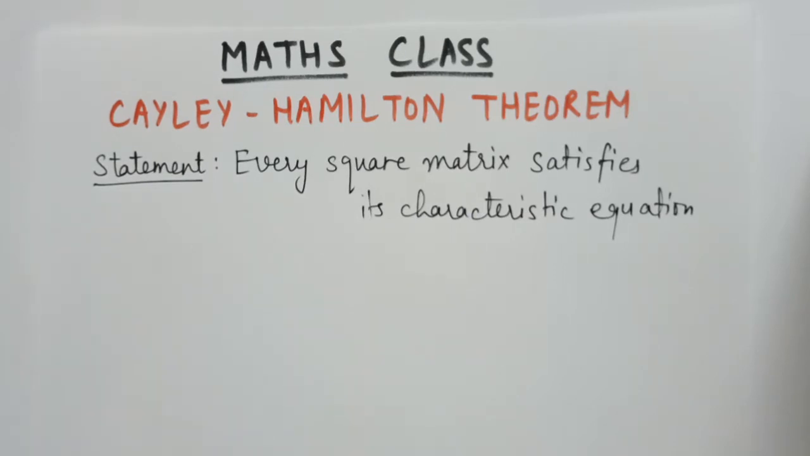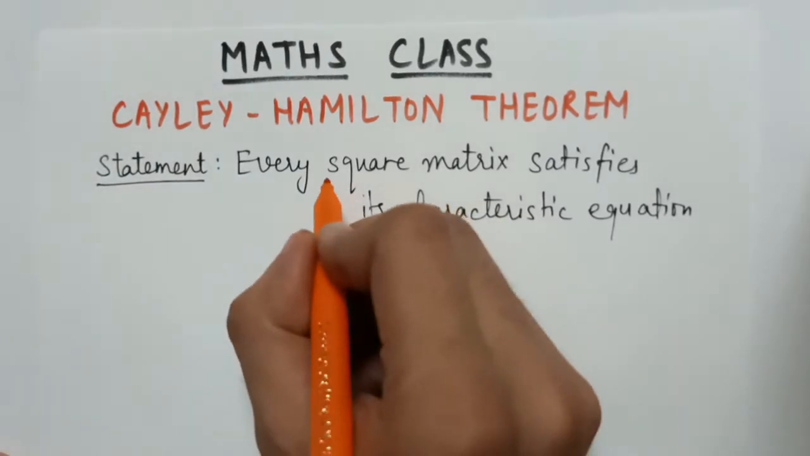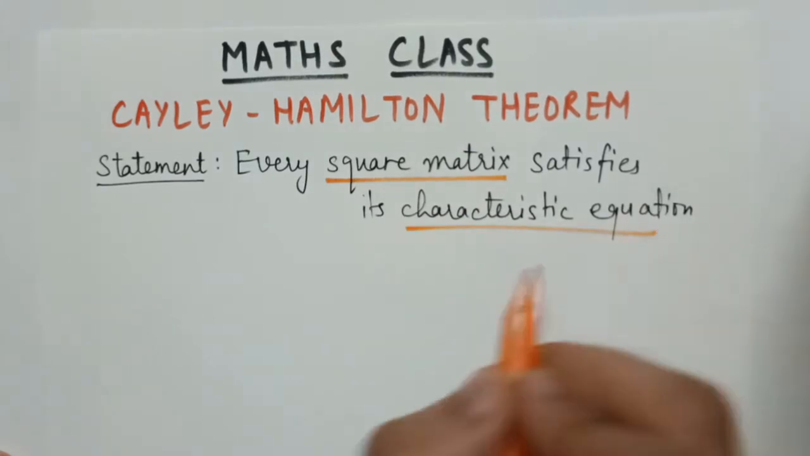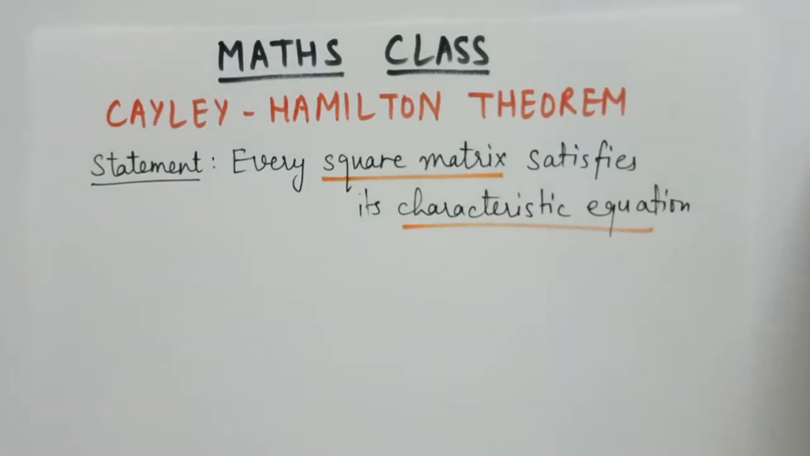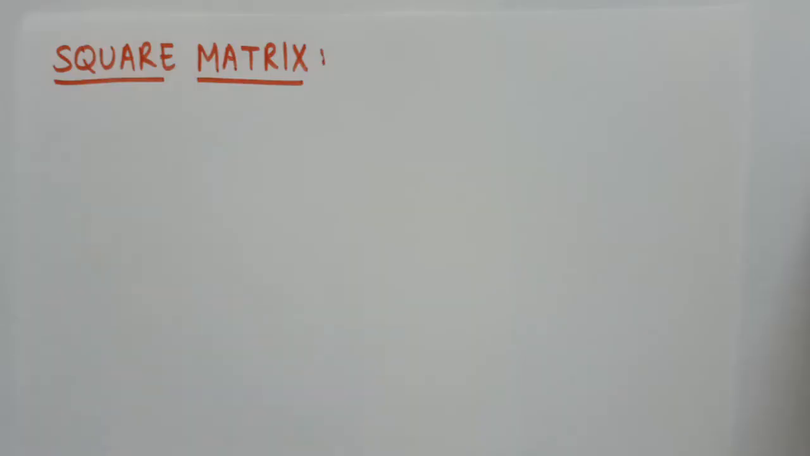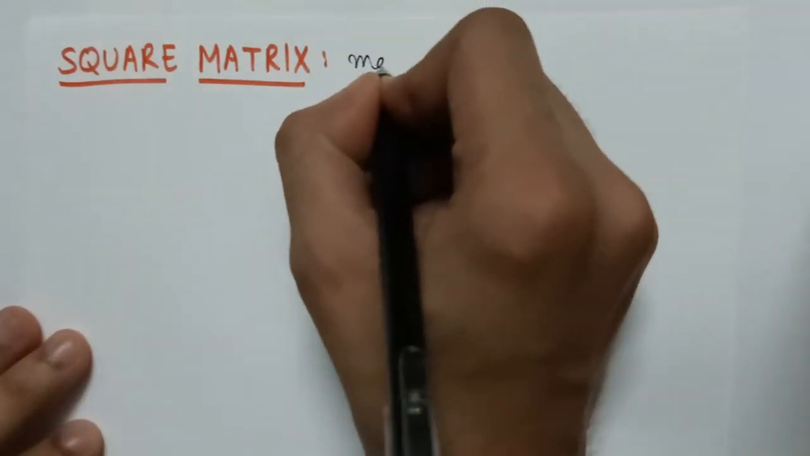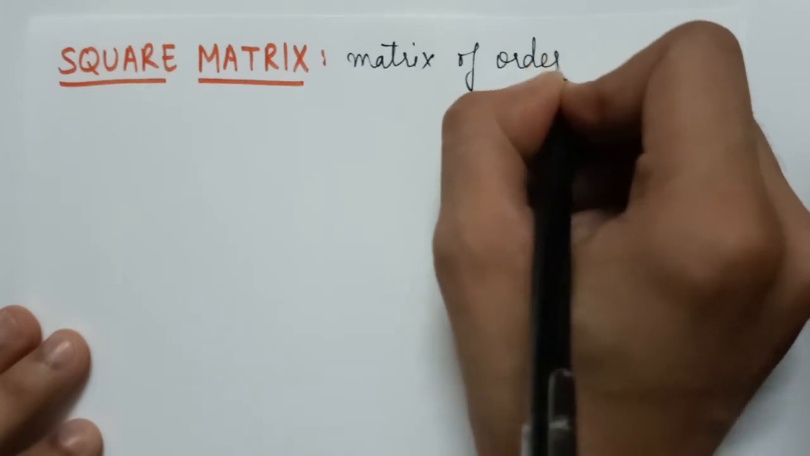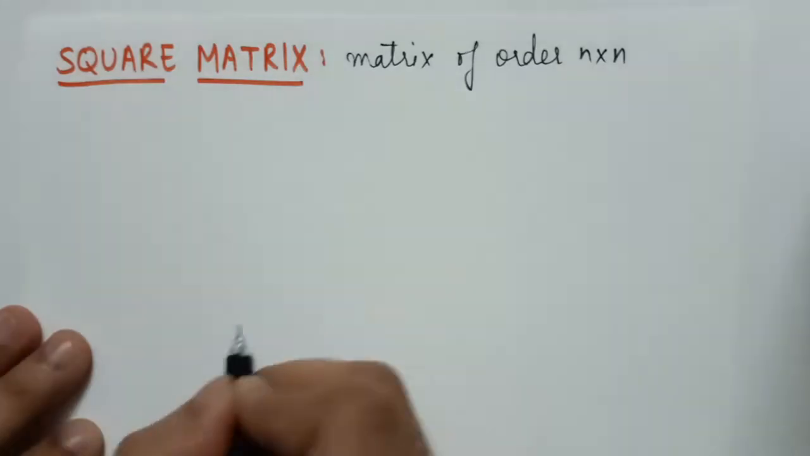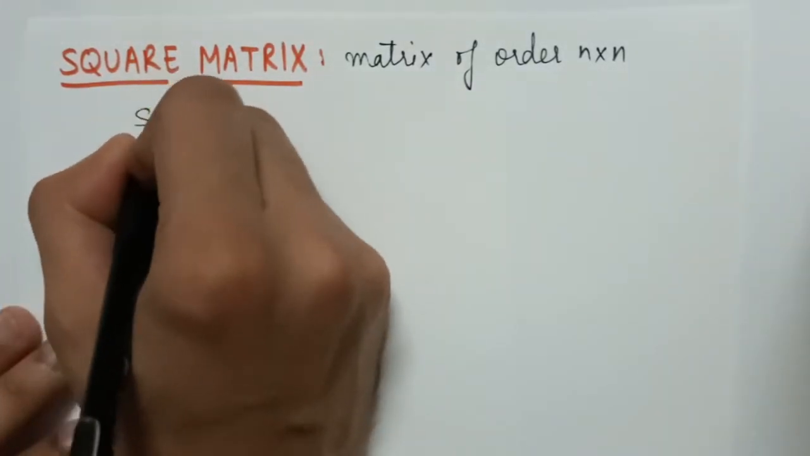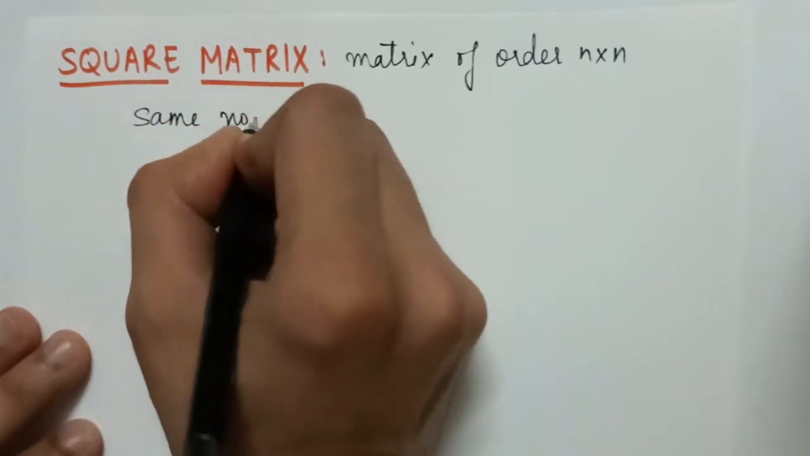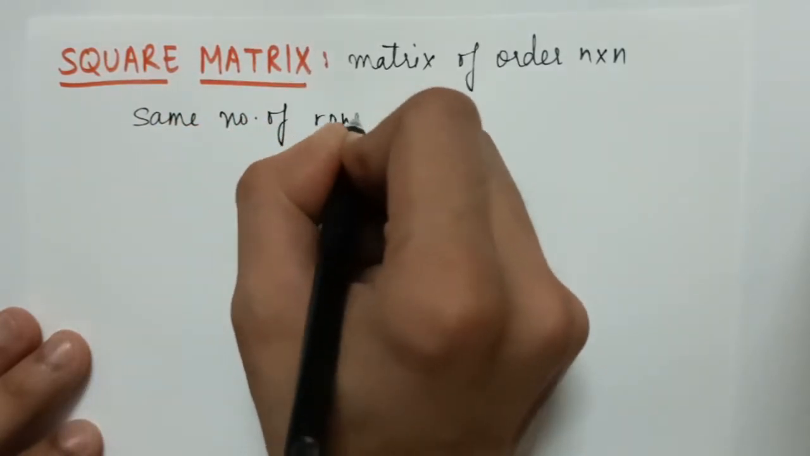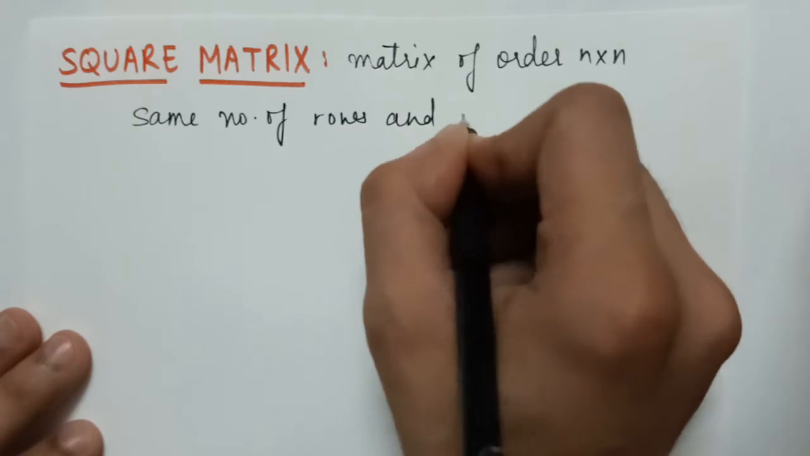So first of all, we'll know about what is square matrix and what is characteristic equation. So square matrix is a matrix of order n cross n, which means it is a matrix with same number of rows and columns.